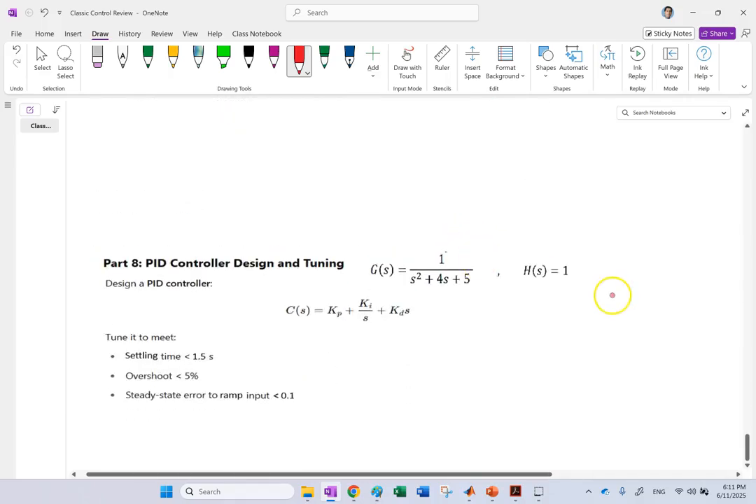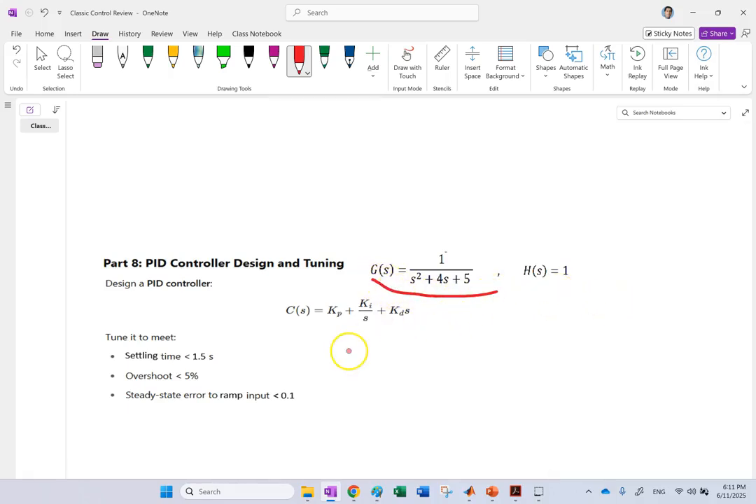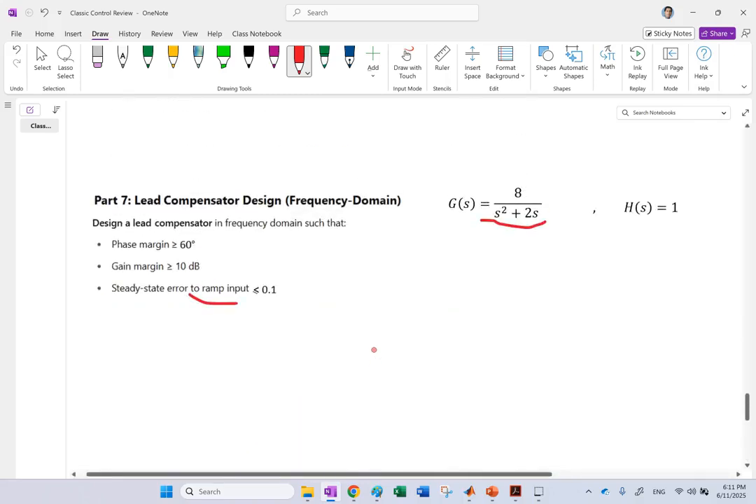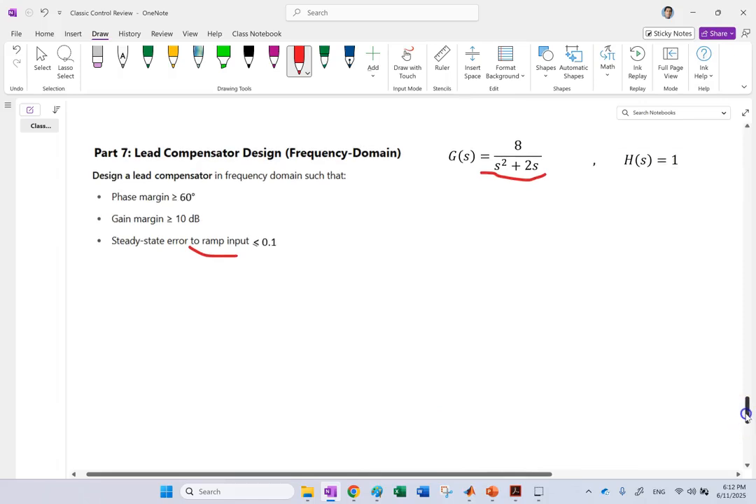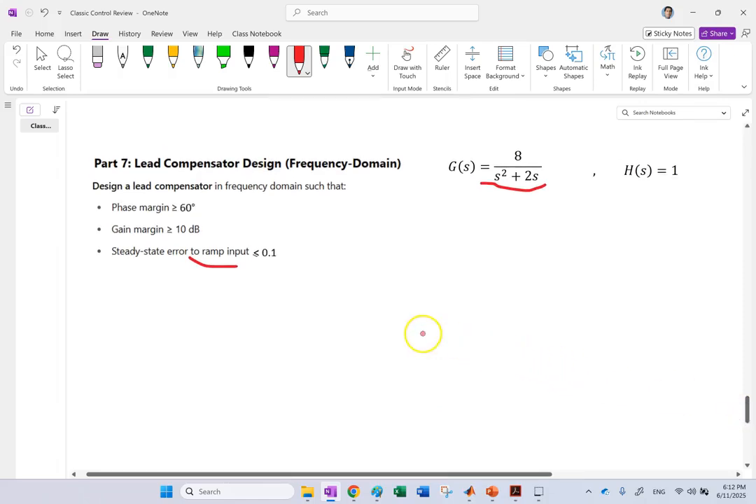And the second thing, I am going to design a PID controller for that original system to put the settling time below some limit, overshoot below some limit, and a steady state error to a ramp input below some limit. Okay, so we're going to do two things, both of them control design. One of them is a lead compensator, the other one is a PID controller, and we're going to do it theoretically and also in this part.